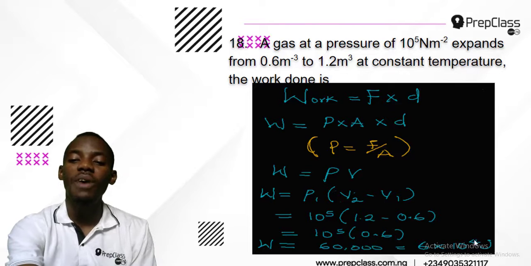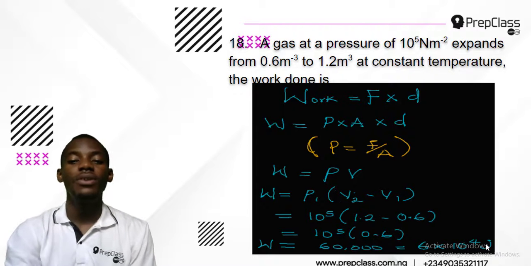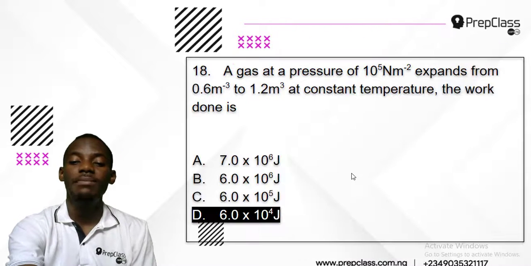And why is it 10 raised to power 4? It is because there are 4 zeros. 1, 2, 3, 4. So in 60,000 we have 4 zeros. That's 6 times 10 raised to power 4 joule, and that is the work done in that system. It all has to do with the same formula of work, but changed into pressure times volume, and that means that my answer is option D for number 18.